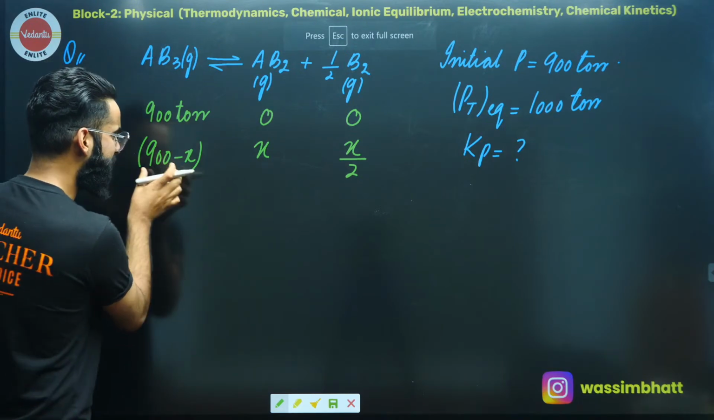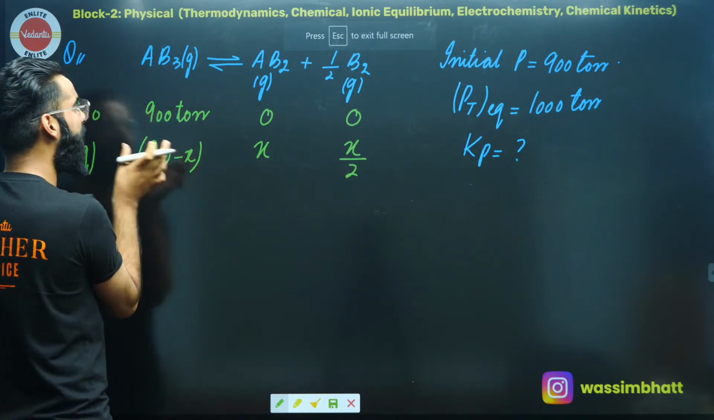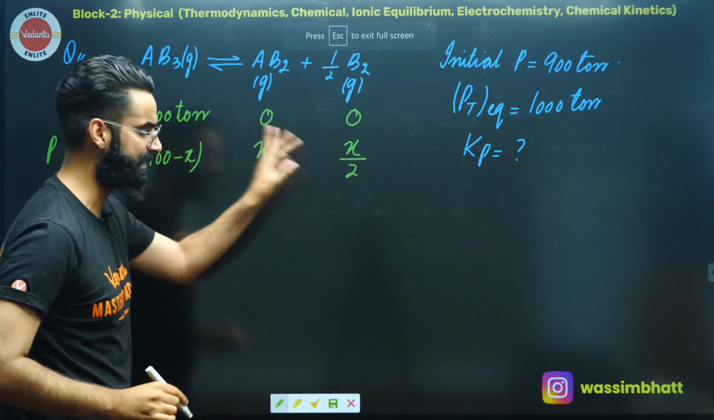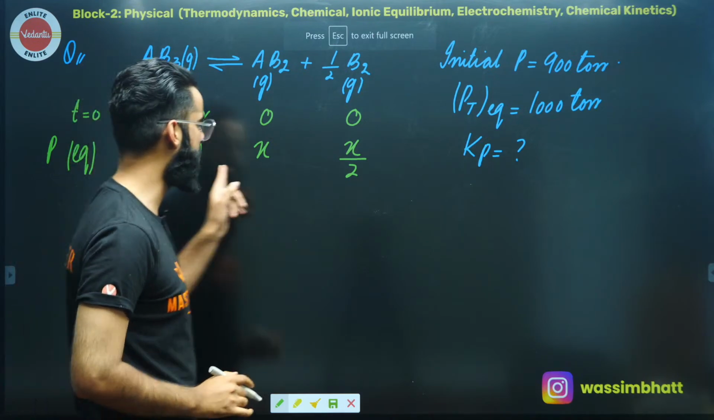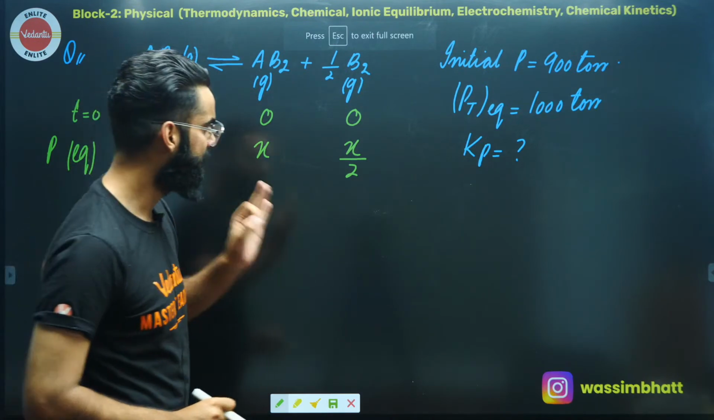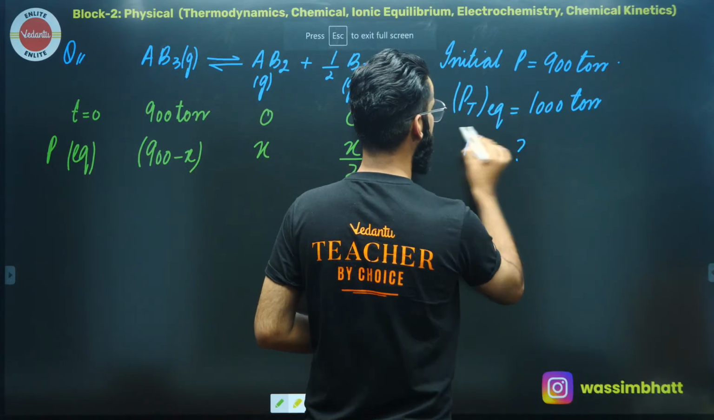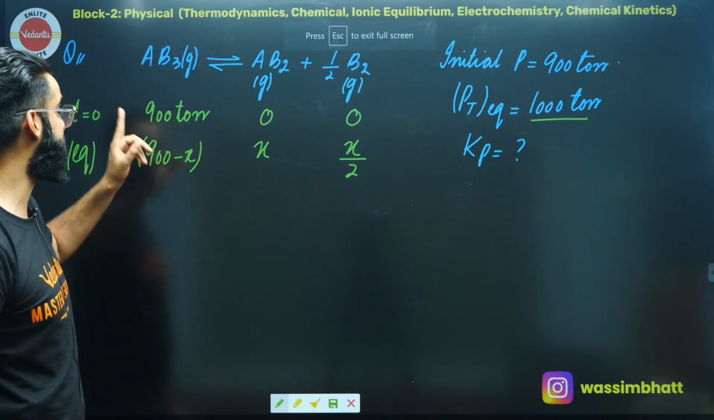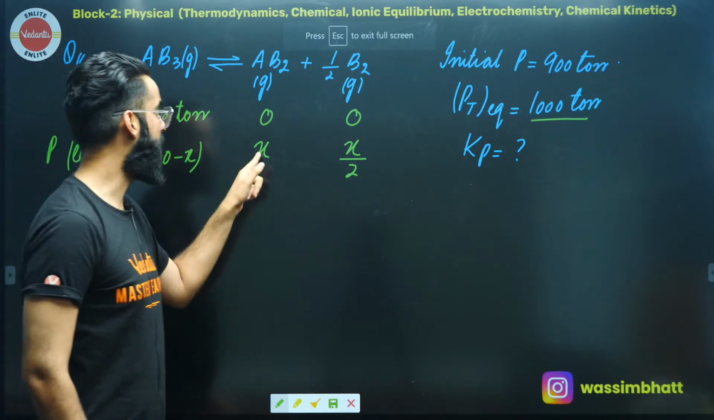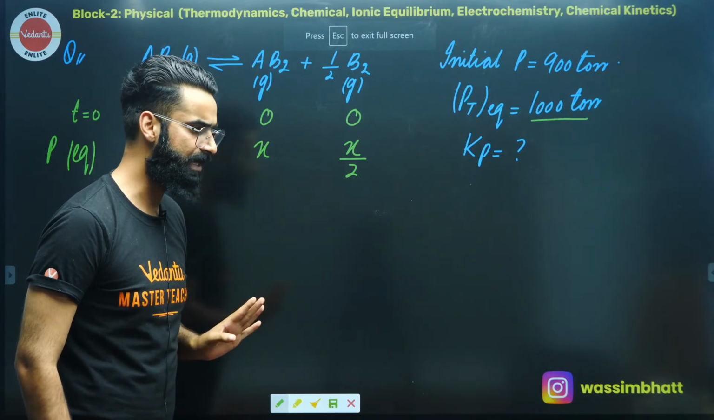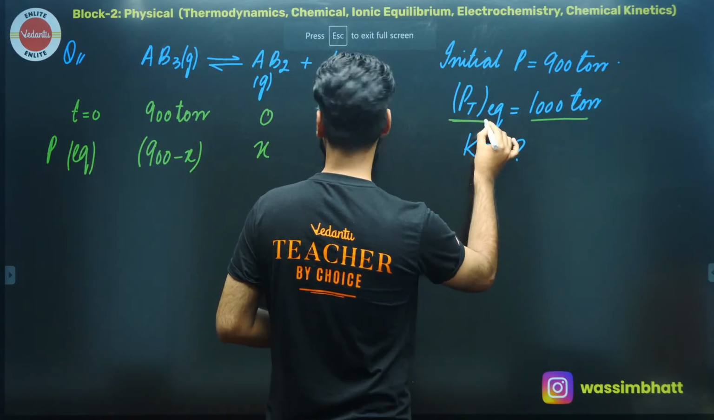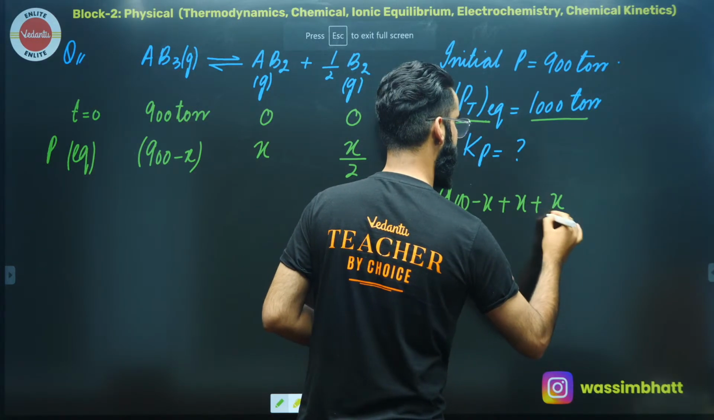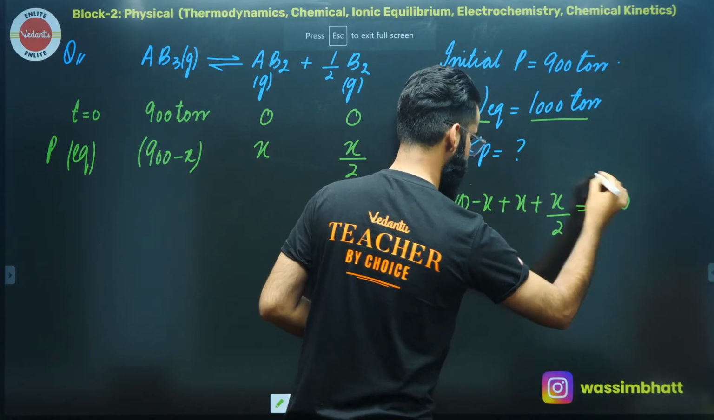Now, what are these terms exactly? These are the partial pressures of each reactant and product at equilibrium, right? Since you got the partial pressures of each reactant and product at equilibrium, can I say the total pressure of the system at equilibrium is given to me as 1000 torr? So total pressure at equilibrium will be the sum of the partial pressure of AB3, partial pressure of AB2, and partial pressure of B2, as simple as that. So the total pressure of the system at equilibrium is going to be 900 minus x plus x plus x by 2. This value is equal to 1000, right?